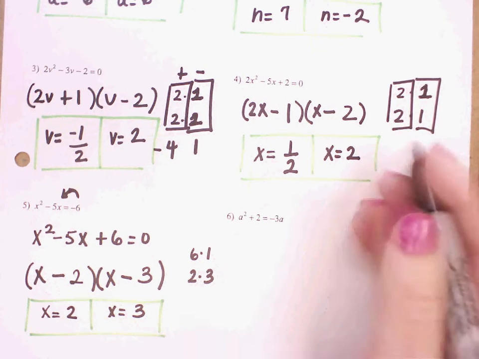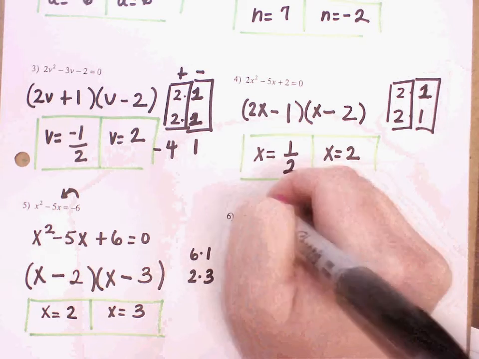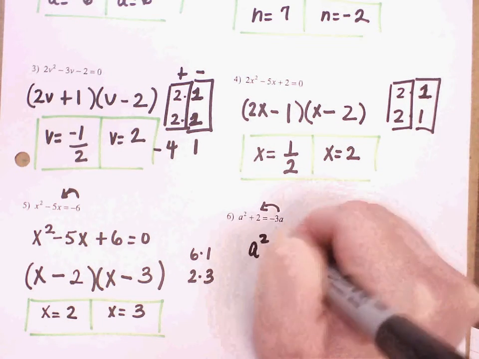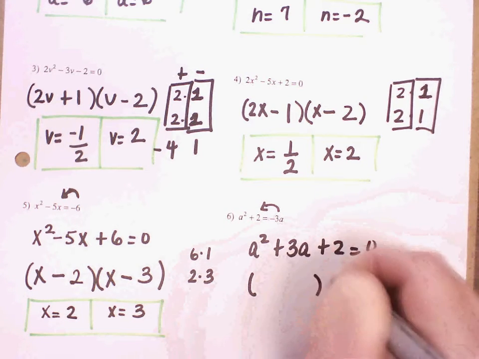Good job, babies. Okay, last one before we start discovering some stuff in the graph. We're going to start graphing and we're going to talk about it. What's the first step? Add 3a. Very good. And where do I put that 3a? After the a squared.